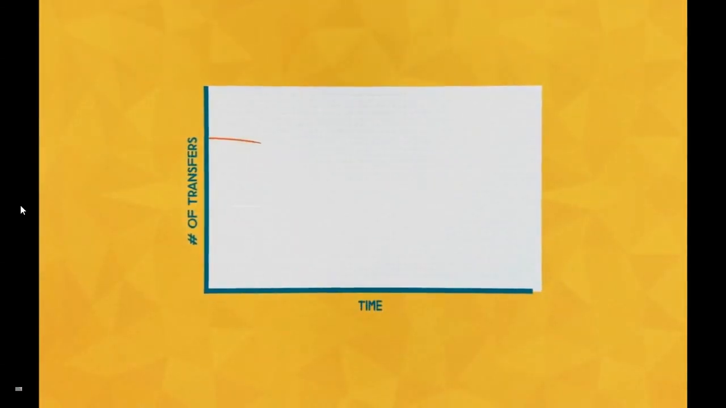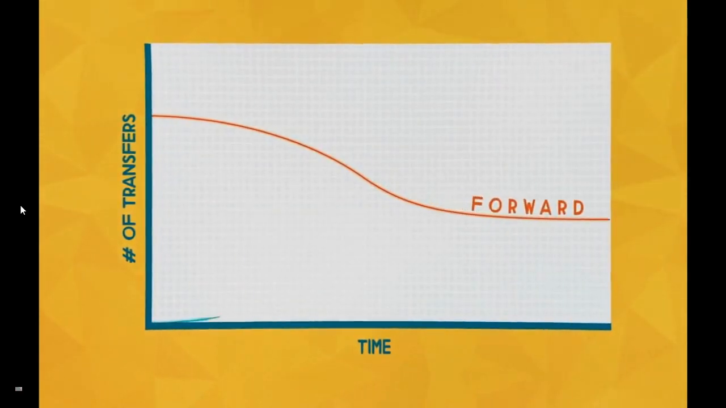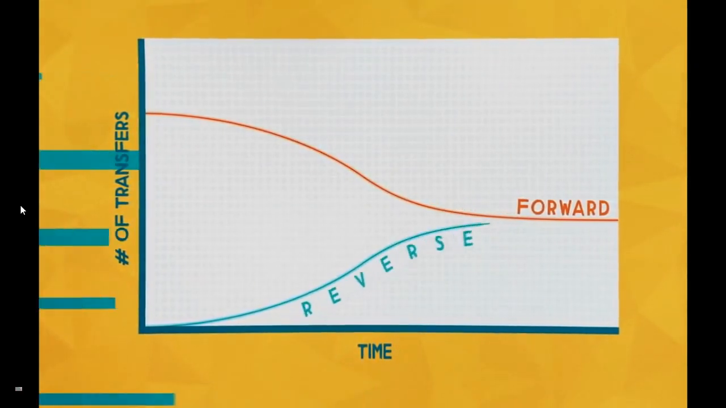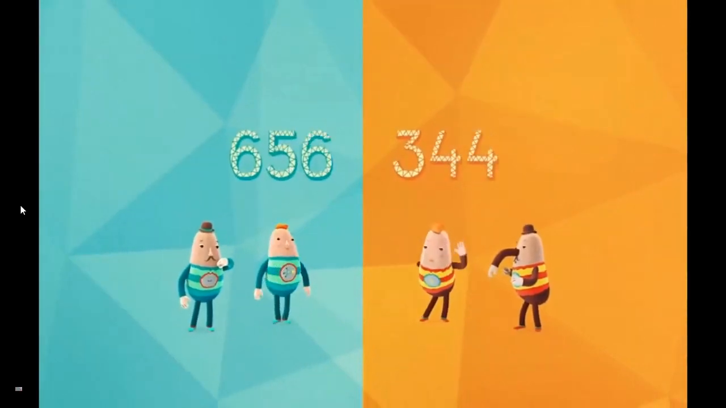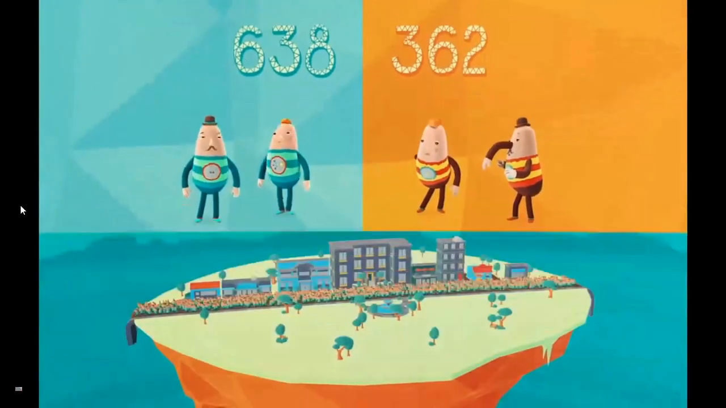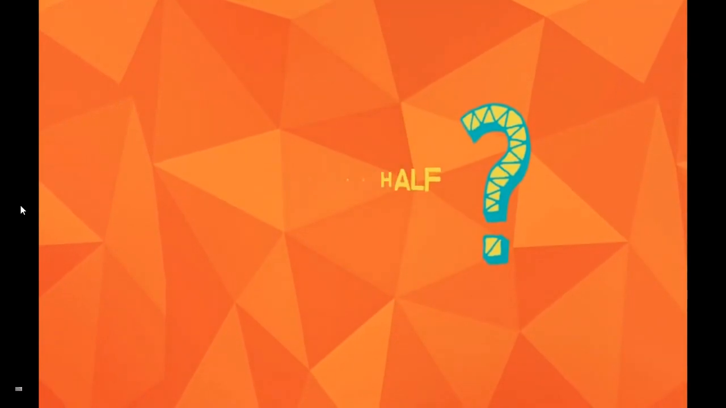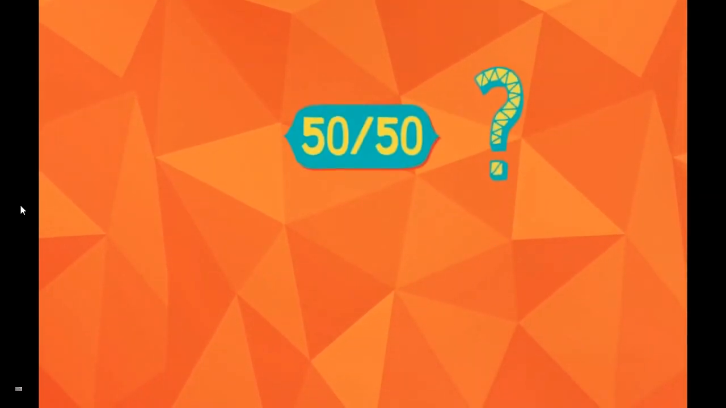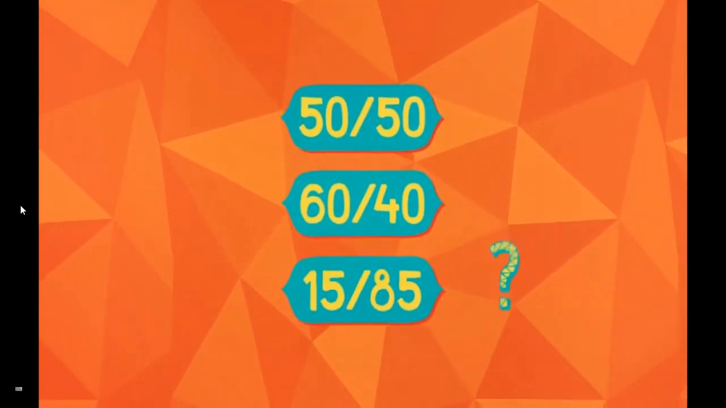Now the number of limb transfers per second forward will start high and then fall. And the number of limb transfers per second backward will start at 0 and then rise. Eventually they'll meet, they'll be the same. And when that happens, the number of people in each state stops changing, even though people are still bumping into each other and exchanging limbs. Now, how many people do you think there are in each state? Half and half, right? No, well, maybe. It depends. It could be 50-50, but it could be 60-40 or 15-85 or anything.